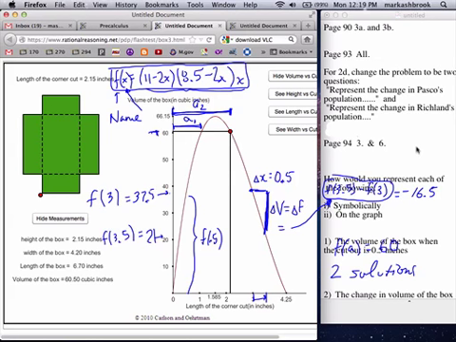Instead of representing the combined change, just represent the change of each city. Do two different questions. So represent the change in Pasco's population, then represent the change in Richland's. And then if you happen to get through with that, which you probably won't, it's going to take a while, then page 94, 3, and 6.